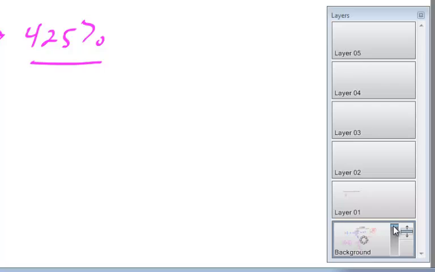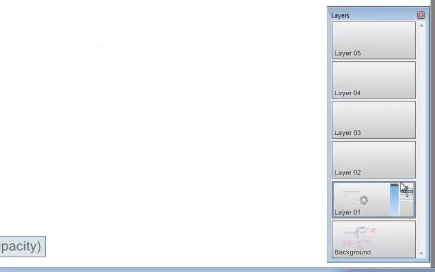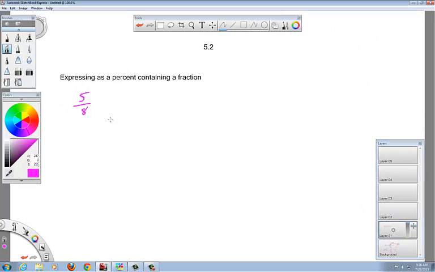Now that's the easy part. Here is a special case. You'll probably only have to ever do this once in your life, and that's in this section, to be honest. This is in 5.2. And it specifically asks you to express this fraction as a percent containing a fraction. As a percent containing a fraction. If you have to do this, the method I'd like you to do is to just multiply this by 100/1. That's how I always remember to do it. Just multiply it by 100/1, and you'll get this done in one shot.